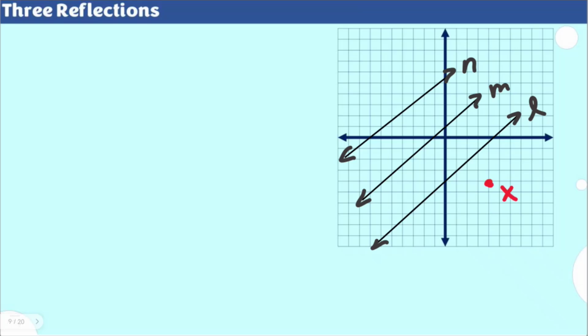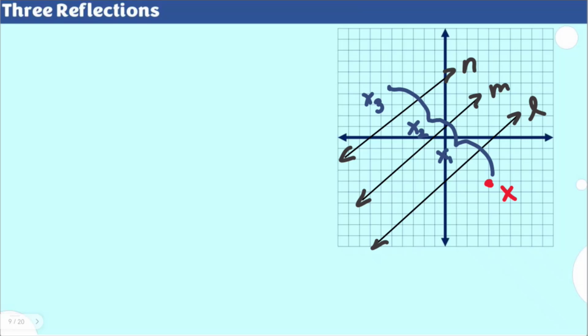The three reflections of X along these three lines would be, the first one would be somewhere here. That's the first reflection. Let's call it X sub 1. The second reflection, using that first reflection, is somewhere here. Let's call it X sub 2. And our third one is somewhere here. Let's call it X sub 3. X sub 3 is the third reflection of X along the lines L, M, and N.